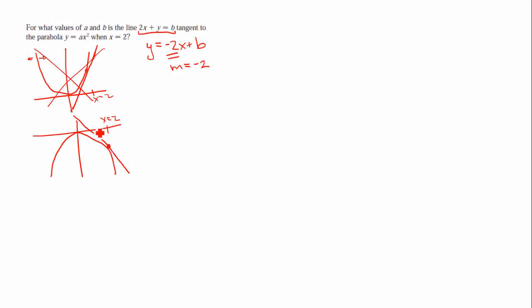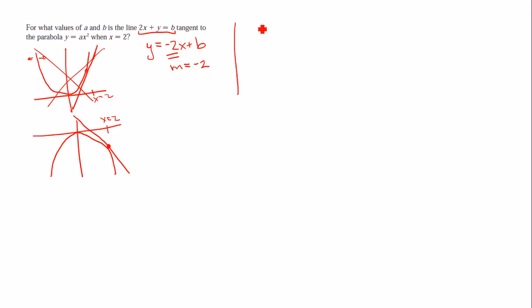Okay, so actually this is good, so I have a better intuition. This should mean in particular that a is a negative number, if this is a downward-facing parabola. Okay, so some useful information already. So if this is the slope of the tangent line, what I also need then is that the derivative of the parabola at x equals 2 must equal the same number, negative 2. So let's go ahead and do that.